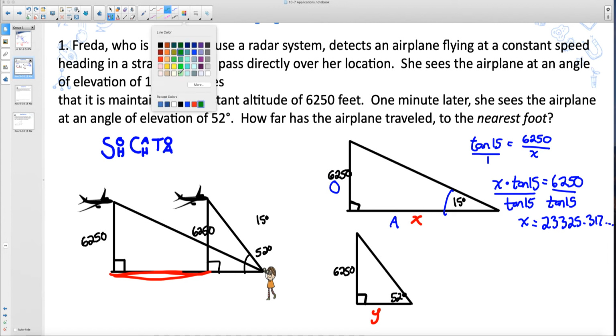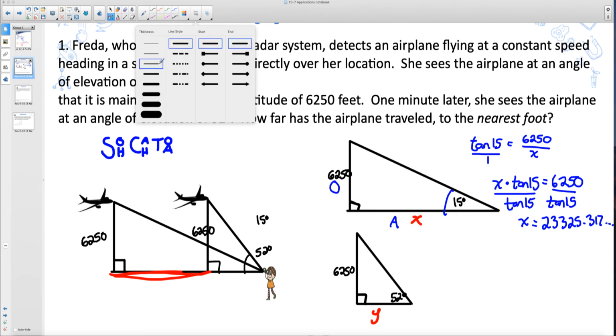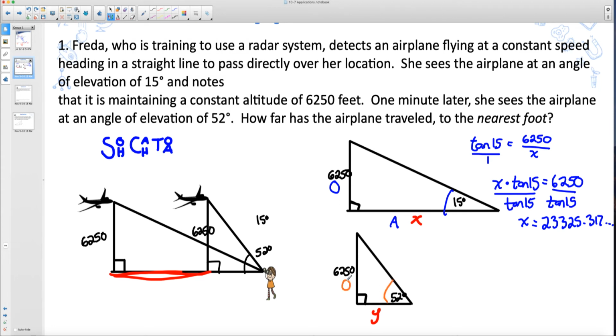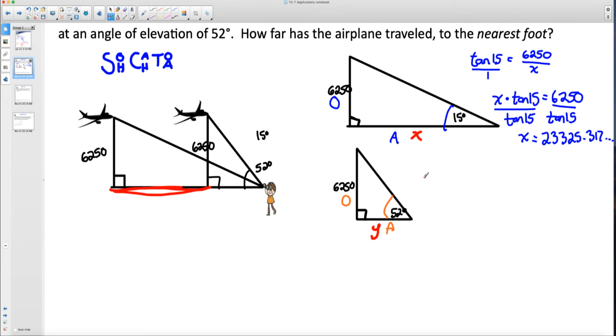We need to do that a second time. Let me choose a different color here. Choose a little orange. We have to do that a second time, but this time for this triangle. It's going to be the same thing, tangent, opposite, and adjacent. So we have tan this time of 52 degrees equals opposite over adjacent. Put this over 1, cross multiply. Divide both sides by tan of 52.